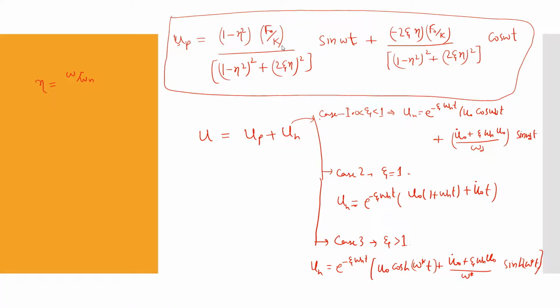So these are the three cases. Respectively, the case depends on the xi value, and our total solution would be equal to u particular plus u homogeneous. And now we will see the solutions. Suppose xi is considered as 0.02; it lies between 0 and 1, so it is the underdamped case.